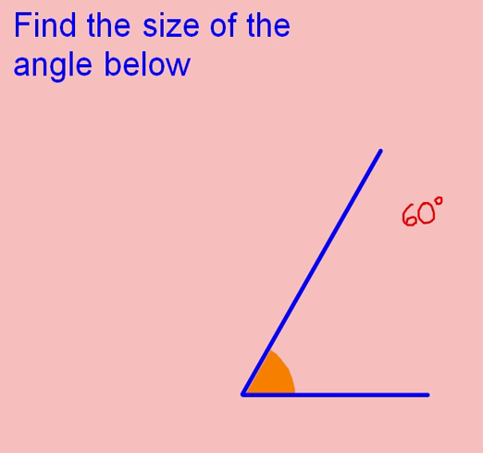I always check that my answer makes sense by looking at what type of angle I have. I can see that this is an acute angle. Acute angles are less than 90 degrees, and my answer is less than 90 degrees, so I know that this is reasonable.